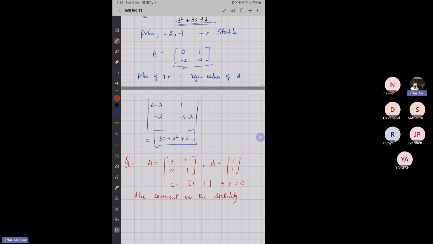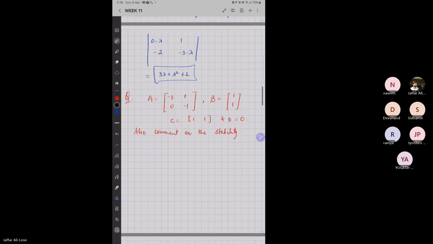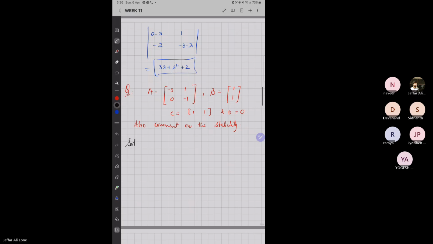Yeah, please try, because sometimes students get confused when they solve. So maybe doing 1, 2 questions will make things better. Please solve, everyone.